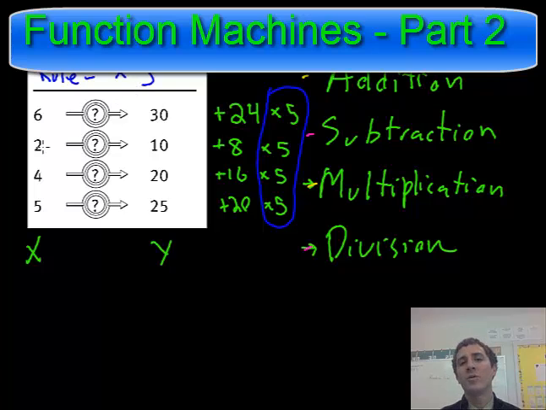And that's really all you're going to be doing when you come in tomorrow: looking at what rule all of these functions have. Are they times, division, subtraction, addition? It's just part 2 because it's addition, multiplication, subtraction, and division. There are 4 operations.